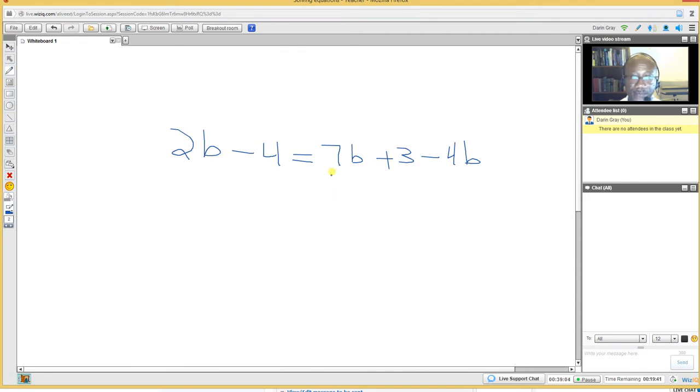So let's do that. 7b minus 4b will give us 3b. Our other 3 stays the same. So now we rewrite this. And we're going to solve this 2 different ways. First, we're going to move the b over to the left side. So I'm going to rewrite it just to make it easier to see.